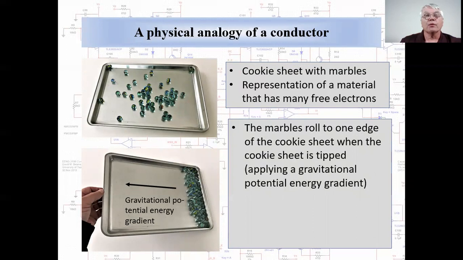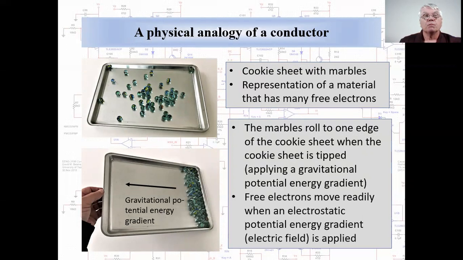A marble at the upper end of the cookie sheet would be at a higher gravitational potential energy than a marble at the lower end. But the marbles are free to move easily, so they roll towards the lower end, toward lower gravitational potential energy. In the same way, when we create an electron energy gradient by applying an electric field to a material, and if there are mobile electrons under such circumstances, they will also move toward the region of lowest electron potential energy.